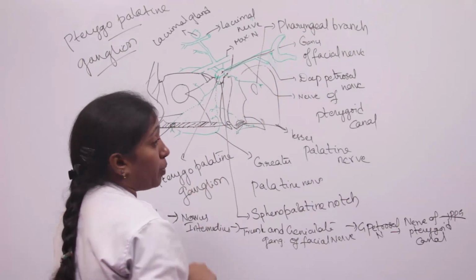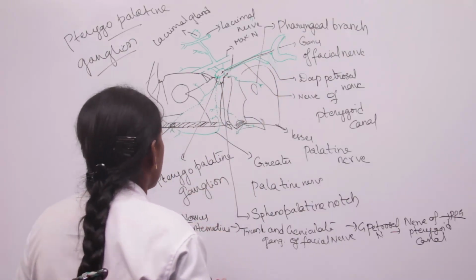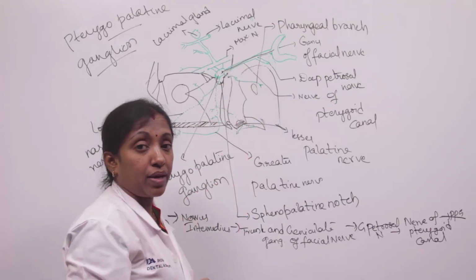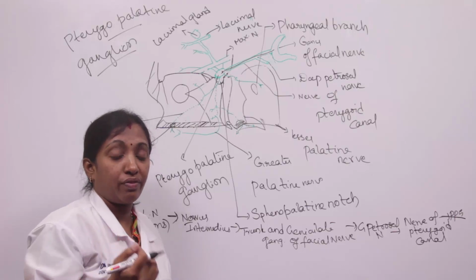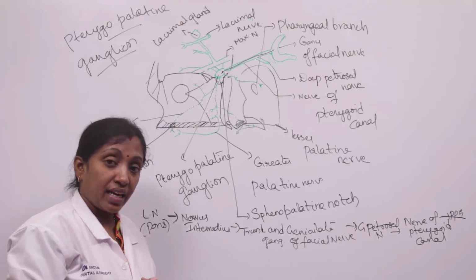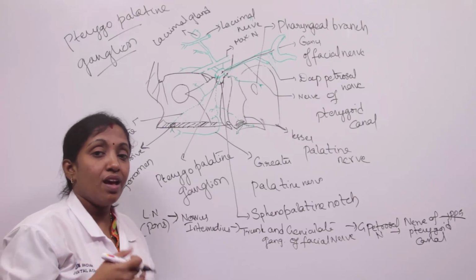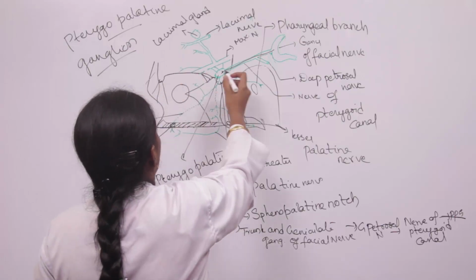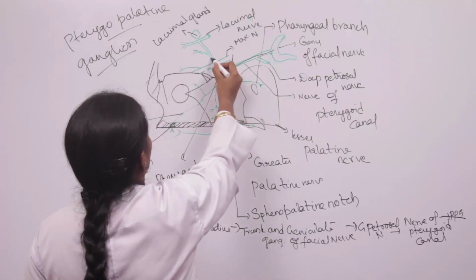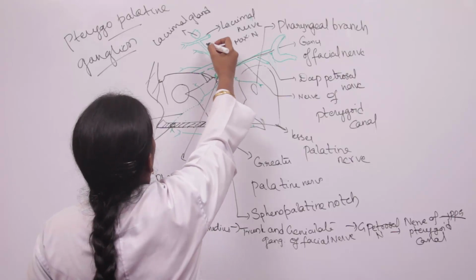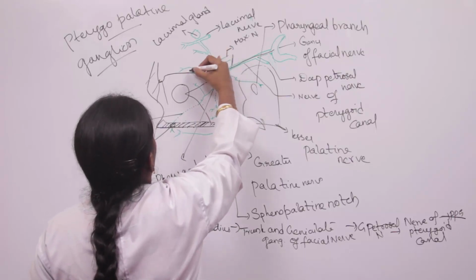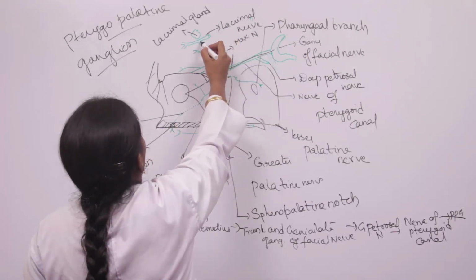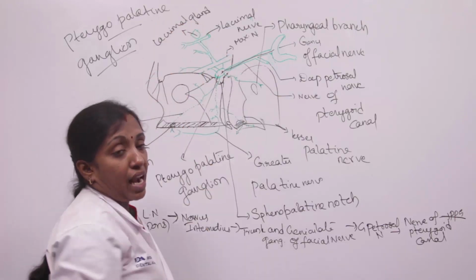Okay, and coming to the postganglionic fibers. The postganglionic parasympathetic fibers supply the lacrimal gland, nasal glands, palatine glands as well as pharyngeal glands. They reach the lacrimal gland through the zygomatic nerve, through the zygomaticotemporal nerve, and here the lacrimal nerve joins with the ascending branch of the zygomaticotemporal nerve, and they supply the lacrimal gland.